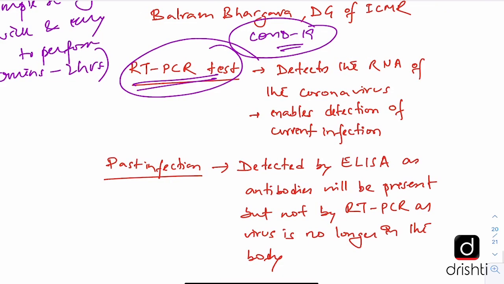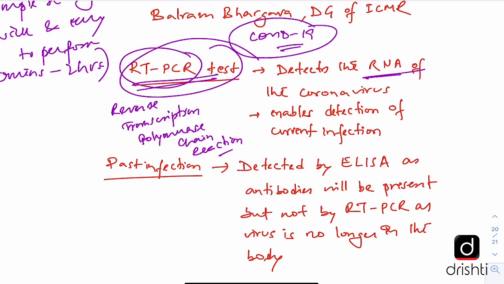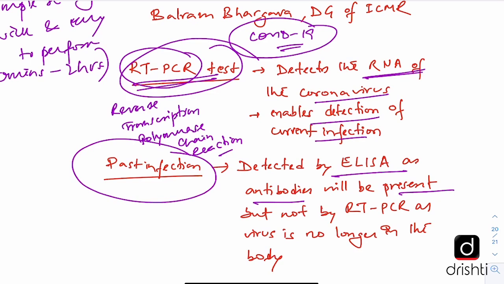So RT-PCR stands for reverse transcription polymerase chain reaction, and it detects the RNA of the coronavirus and it enables detection of current infection. So here it is different from ELISA, because ELISA detects antibodies and they will be present in case of a past infection. For a current infection, RT-PCR is better, but RT-PCR has a downside that it cannot detect past infection because the virus will not be present in the body.